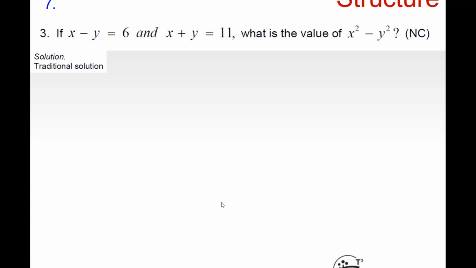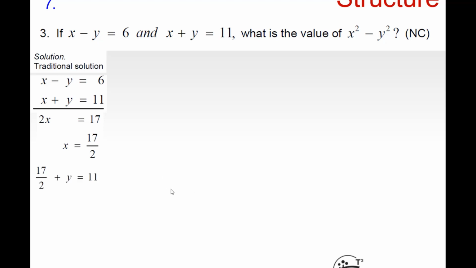So this is what I call the traditional solution. You'll start off with the 2 equations given, and think of that as a system of equations. And there's several ways you could solve it. I'm just going to add those 2 equations together, divide both sides by 2, and get x equals 17 halves, which I'm not thrilled that it's a fraction, but it's life.